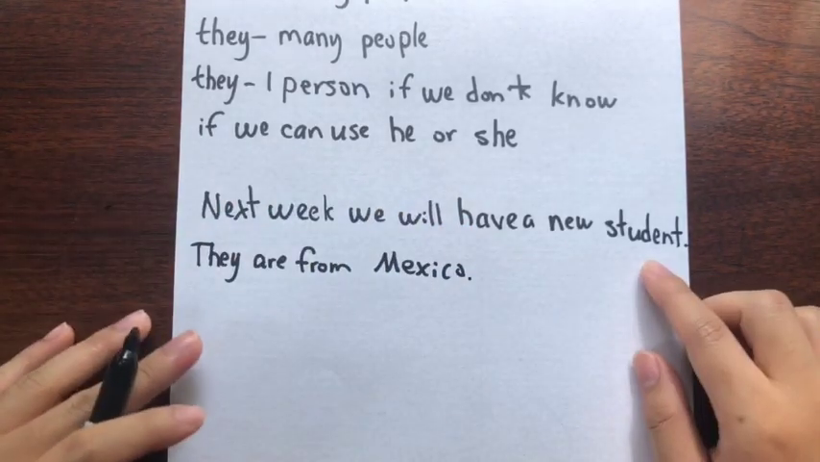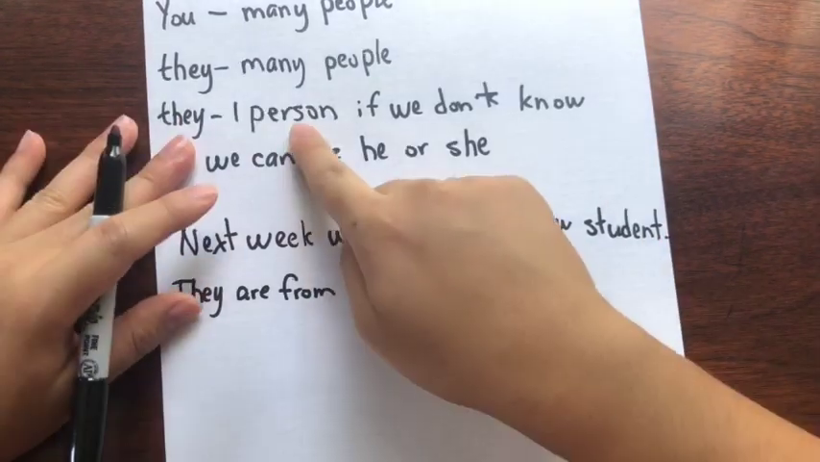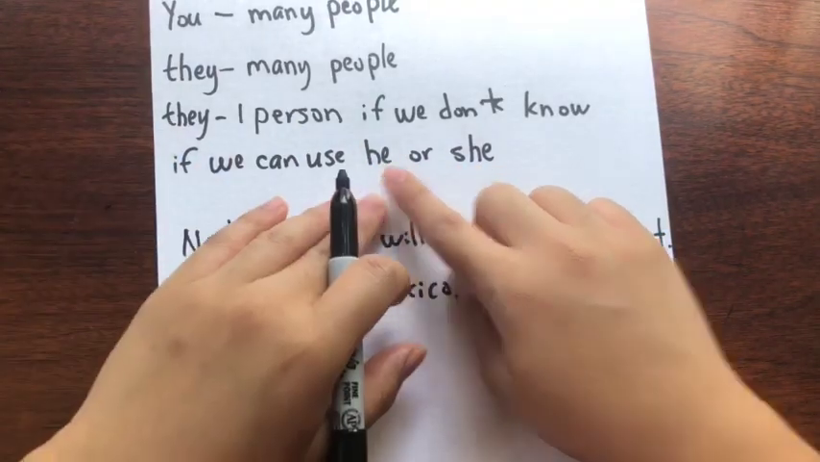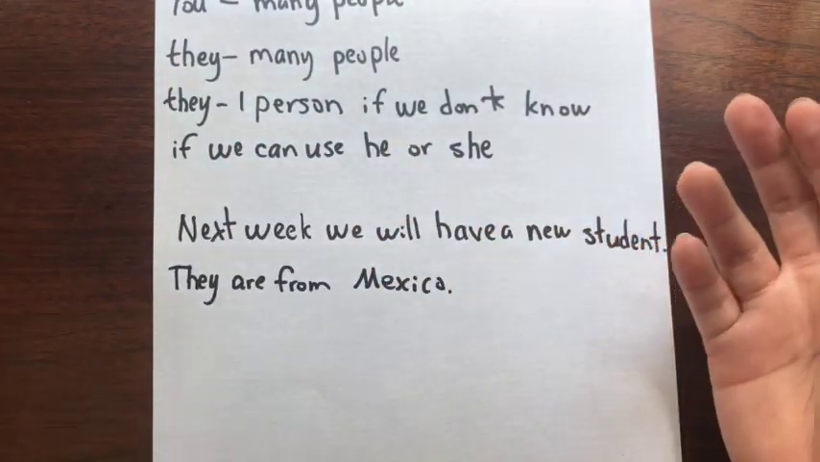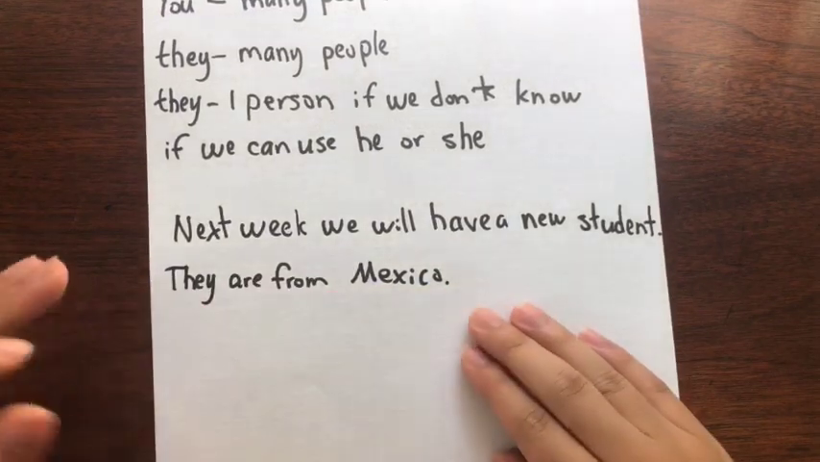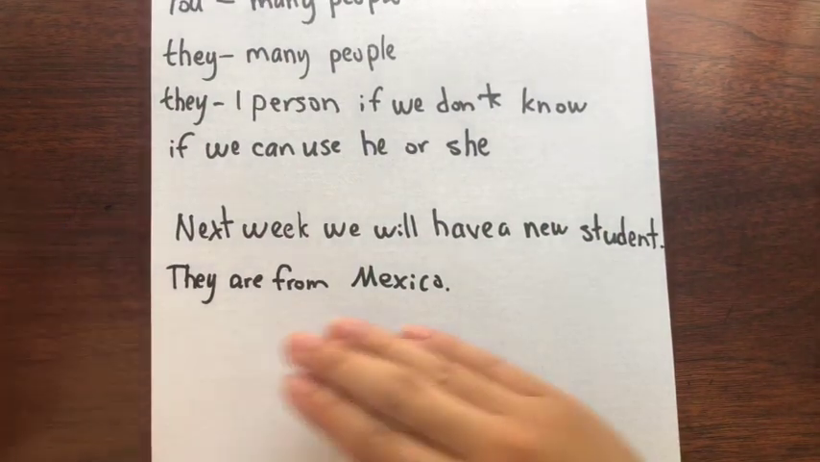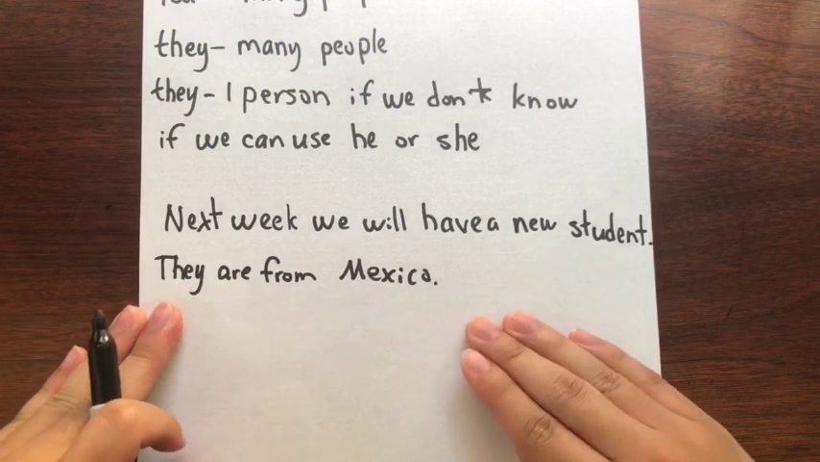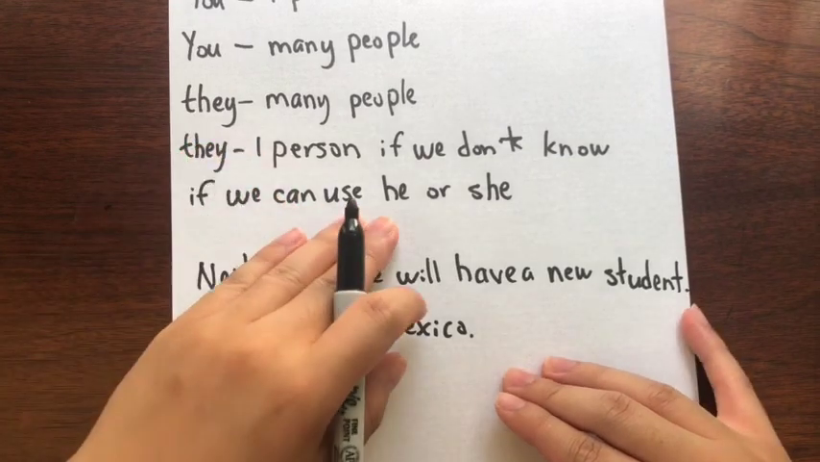Next week, we will have a new student. We have a new student. There's only one person. But we don't know if this person uses he or she. We don't know if this is a man or a woman or if they use he or she. We don't know. So we say they. They are from Mexico because we can't say he is from Mexico or she is from Mexico because we don't know which one they use. So we just say they. They are from Mexico. So we can use they when we don't know if we use he or she.